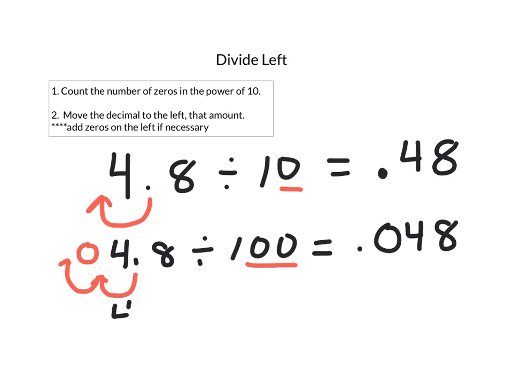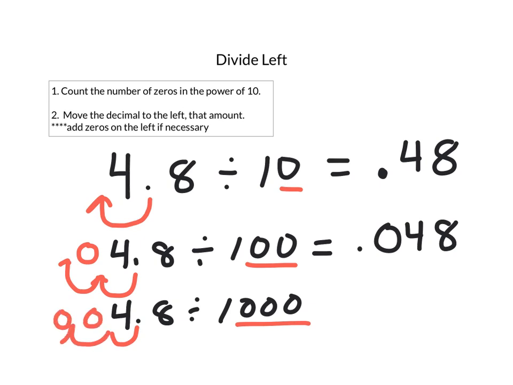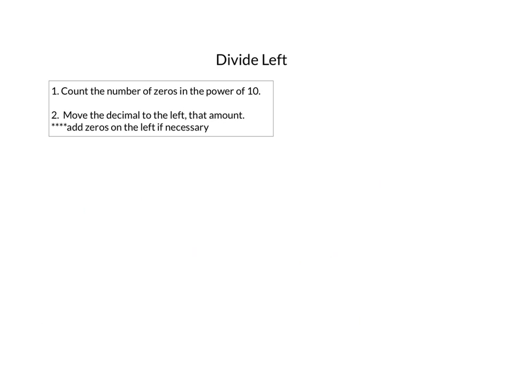Finally, 4.8 divided by 1,000. 3 zeros, 3 places we're going to move. 1, add a 0. 2, add a 0. 3. So our answer becomes 0.0048.